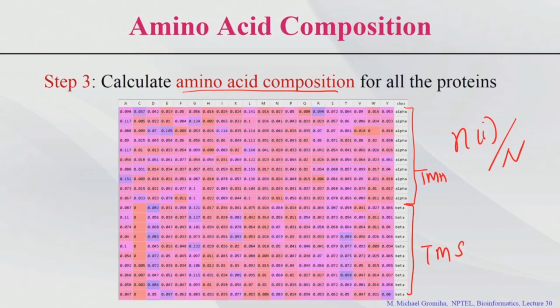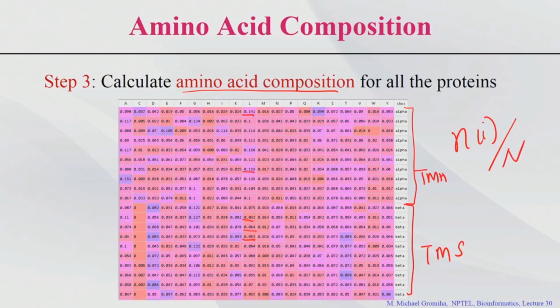If you compare the values, you can see some residues are dominant in alpha proteins and some in the TMS proteins. For example, leucine is 0.114 or 0.15, but in the case of beta, it is sometimes very low: 0.04, 0.05, 0.06 and so on. Likewise, for other residues, for example valine or tryptophan, you can see the difference.